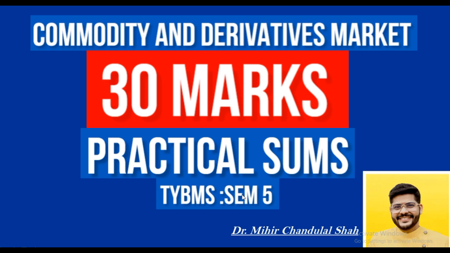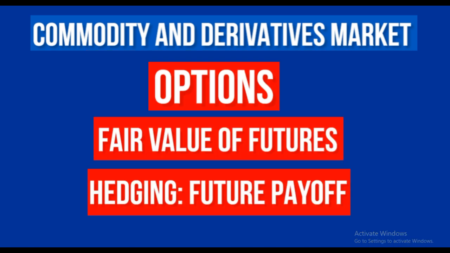Now, under commodity and derivative market, there are three types of problem sums that can appear. One can be based on options, second will be based on fair value of future, and third is based on hedging, where we need to calculate the future payoff. So there are three types of sums that will appear in the paper. Now we are going to learn how to solve each one of them.